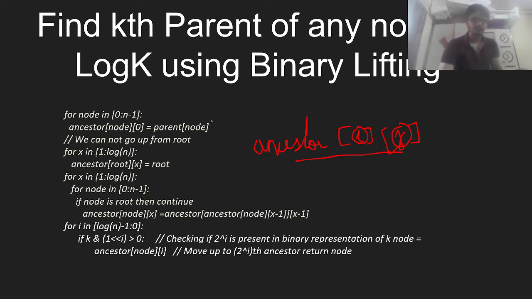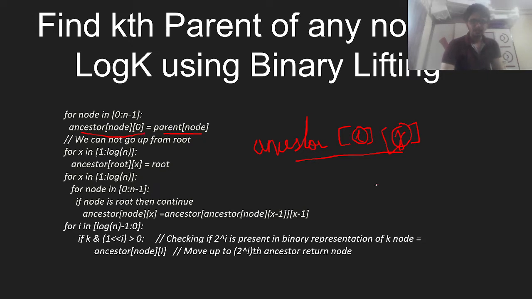Okay, so first what we do is we find the 0th ancestor. We know that is the parent itself, right? Everybody knows how to find parent using DFS, right? So first we find the parent of each node and we'll store ancestor of node 0 to be the parent.